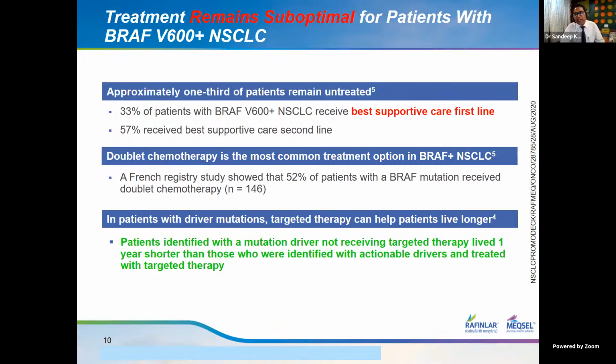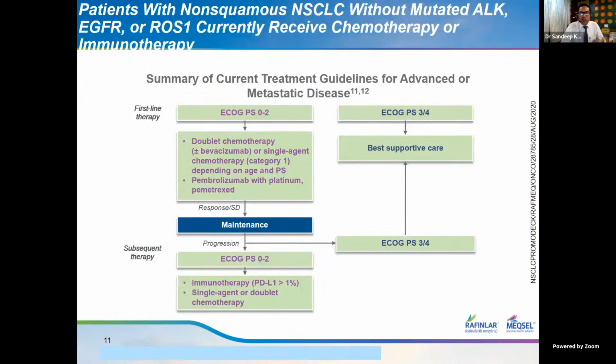And these kind of patients had a shorter survival. So patients with a mutation driver not receiving the targeted therapy lived 1 year shorter than those who had actionable driver mutations. So that was the goal when we could identify that the patient is harboring a BRAF V600 mutation and a targeted therapy was available. The survival was long, and this has been the summary so far.